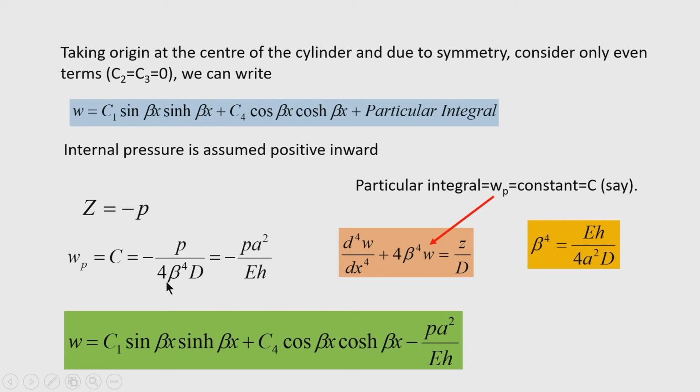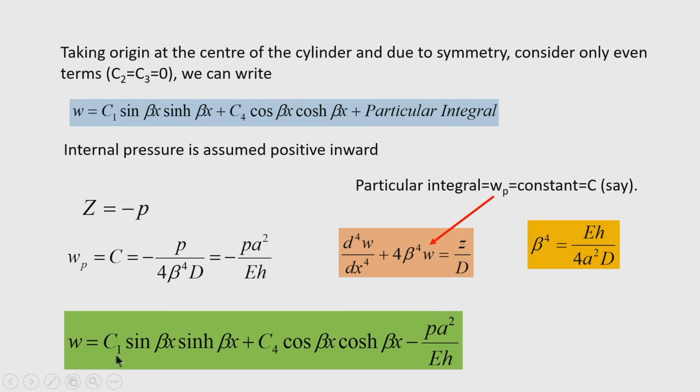Substituting the value of beta 4 and d, we now simplify W p as minus P s square divided by E h. So, the general solution of this differential equation of the bending of the cylindrical pipe now reduces to W is equal to C 1 sin beta x sin hyperbolic beta x plus C 4 cos beta x cos hyperbolic beta x minus P s square divided by E h. This last term is due to the load in the radial direction, that is the internal pressure P.